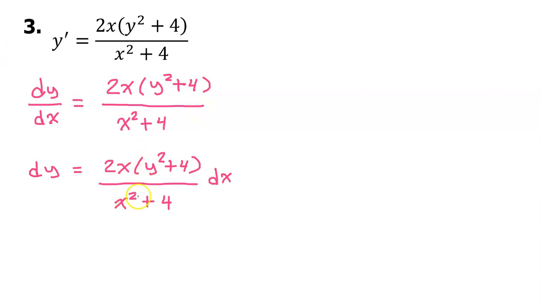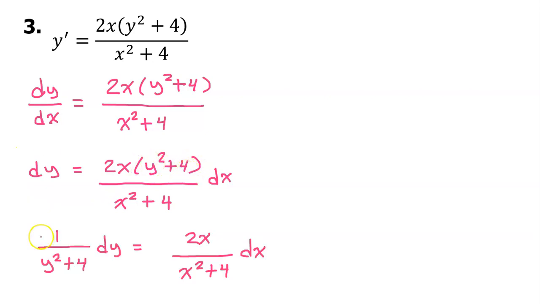Now all of the x's are on the right. We just need to get all of the y's on the left. So let's get the factor y squared plus 4 over to the left by dividing both sides by y squared plus 4. So now we have this. Since all of the y's are on the left and all of the x's are on the right, we can integrate both sides of the equation.